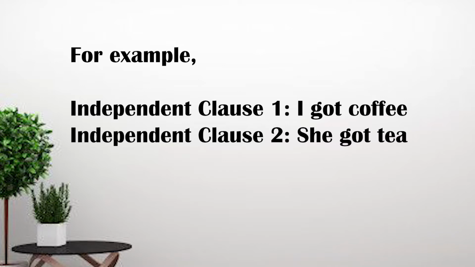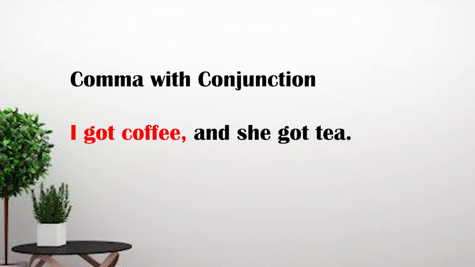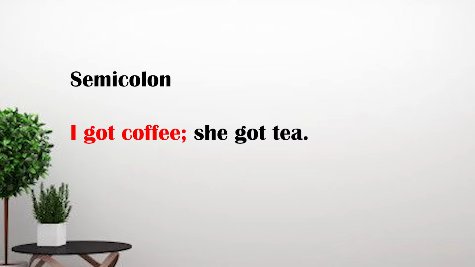For example, here are two independent clauses. I got coffee, she got tea. To use a comma and conjunction, we put it this way: I got coffee, comma, after the first independent clause, and then the second independent clause will start with a conjunction, and she got tea. I got coffee, and she got tea. To use a semicolon, we put it this way: I got coffee, semicolon, she got tea. The second independent clause starts with a small letter.